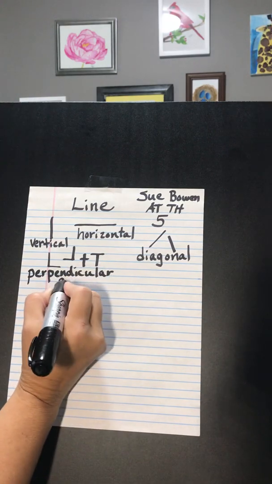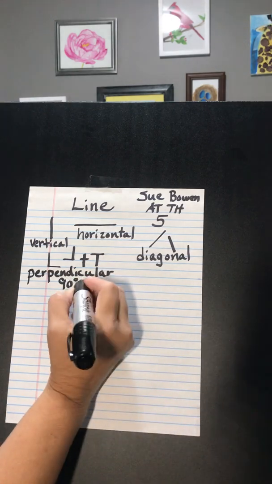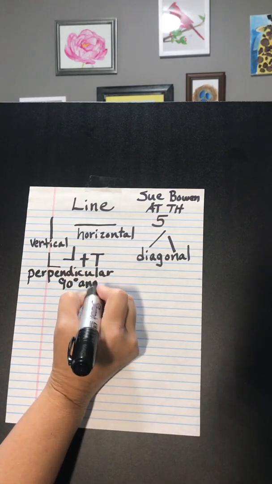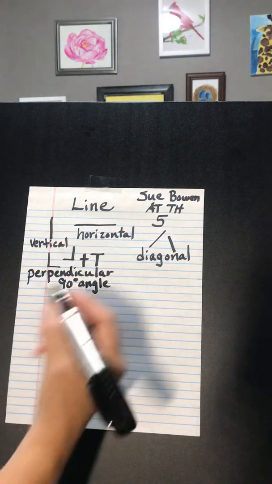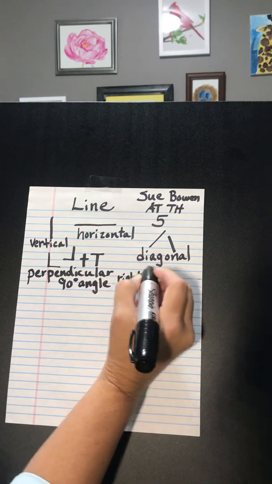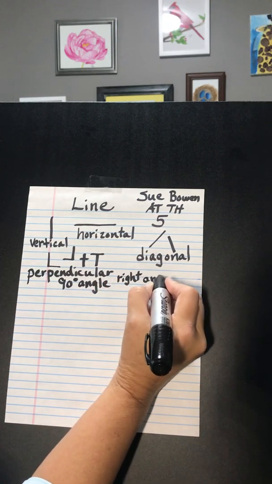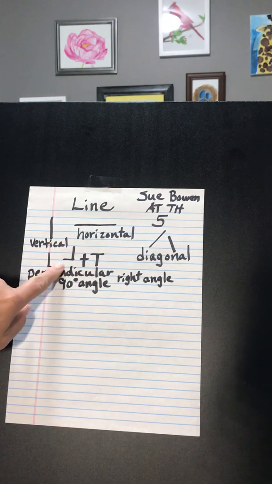It's also called a 90-degree. They put a little circle up there above it to mean degree. A 90-degree angle. And it's also called a right angle. Okay? So those are what you have. Perpendicular, 90-degree angle, and a right angle. And that's what all these demonstrate.